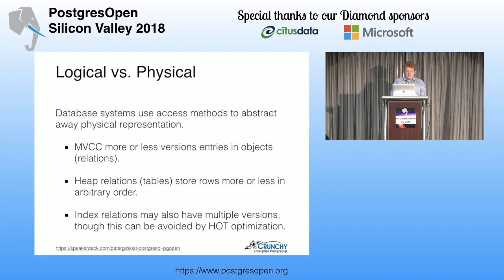So MVCC, I'm sure most of you know this, or all of you know this, is about versioning, having multiple versions. In Postgres, this means having multiple versions in the same place. You have the most recent authoritative versions. You may or may not also have a version within indexes, depending on whether or not the HOT optimization is effective.